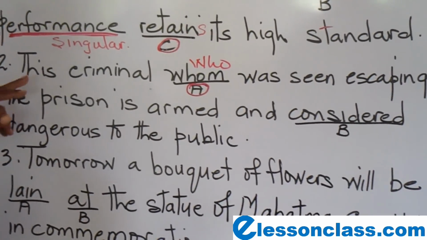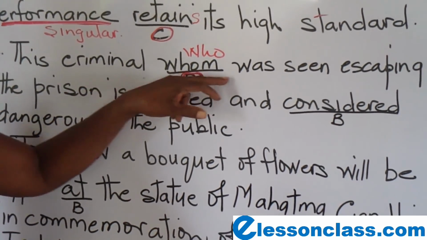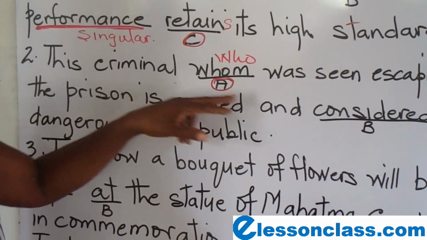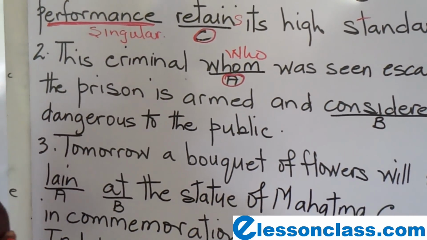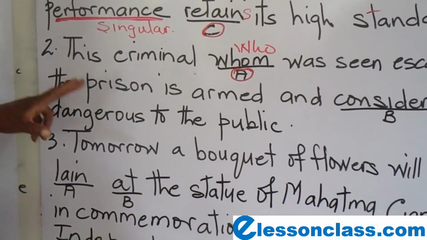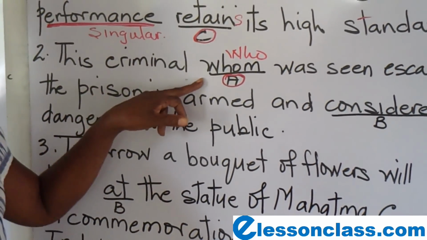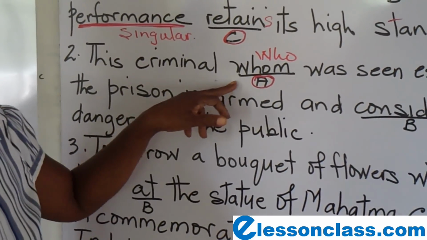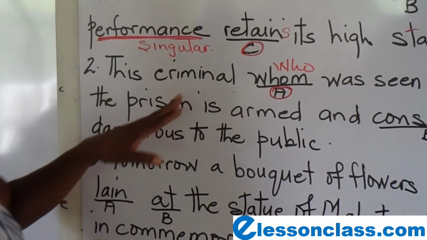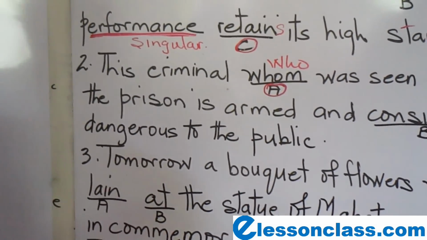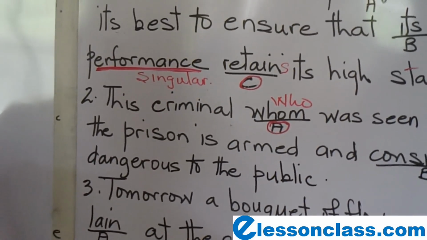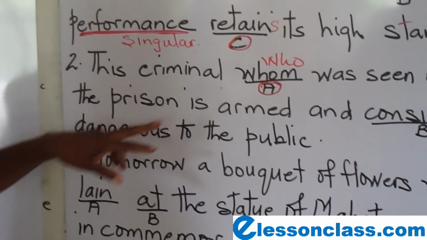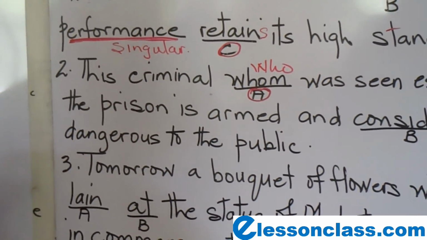Okay? So it's the criminal who was seen, not the criminal whom was seen. But we could say the criminal of whom we spoke is armed and dangerous. So there we have a preposition coming before the pronoun. All right. So in this case, we say whom and not who.